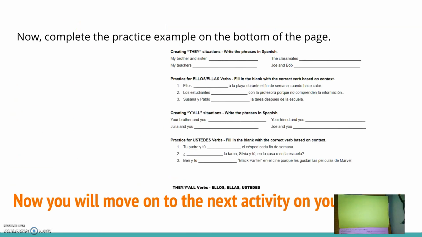Now you're going to complete the practice example on the pink paper in the they section. And then once you are finished with that, check in with your teacher and then you will move on to the next activity.